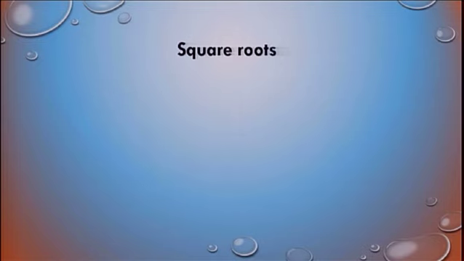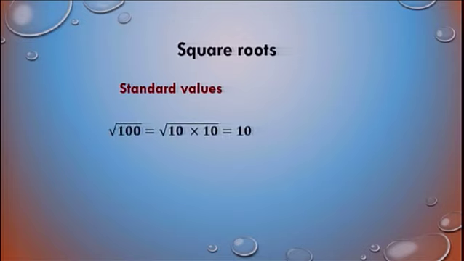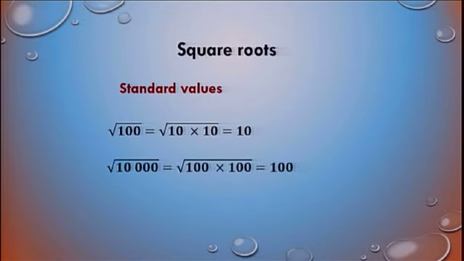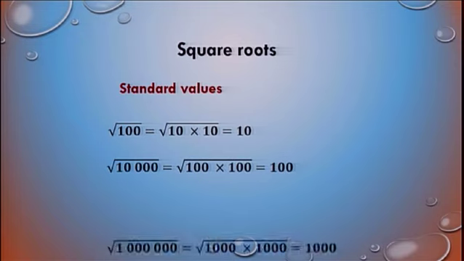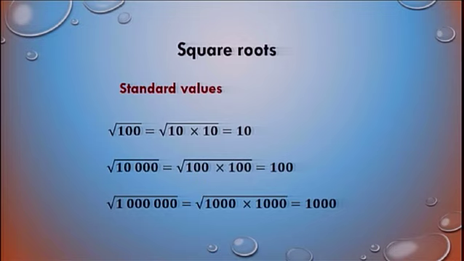Now students, I'm going to show you some standard values. First, square root of 100 is equal to square root of 10 times 10, equal to 10. Square root of 10,000 is equal to square root of 100 times 100, equal to 100. Square root of 1 million is equal to square root of 1,000 times 1,000, which is equal to 1,000.